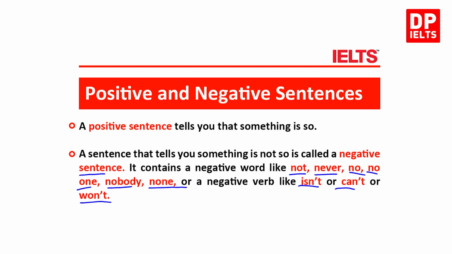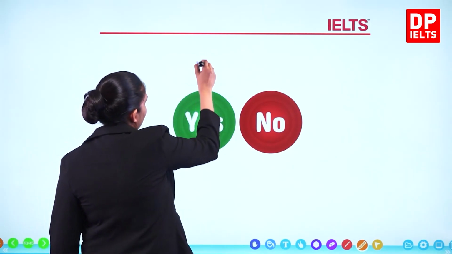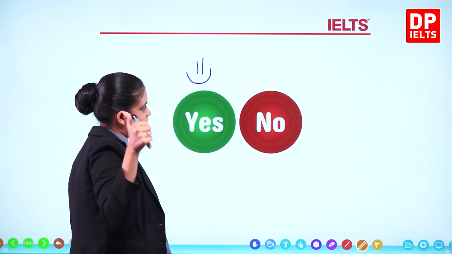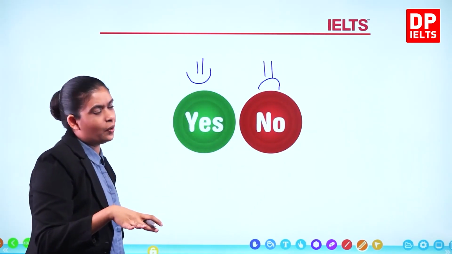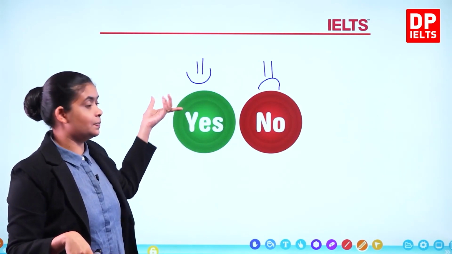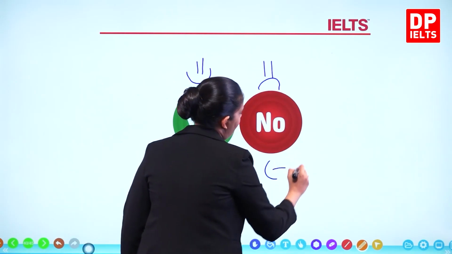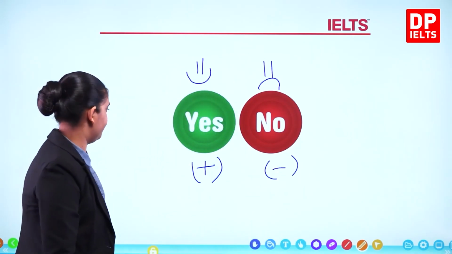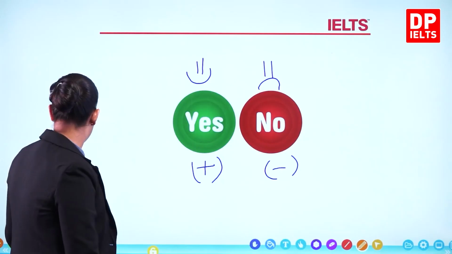ஸோ நாங்க இப்போ இந்த பாசிட்டிவ் அண்ட் நெகட்டிவ் சென்டென்சஸுக்கு சில எக்ஸாம்பிள் பார்க்க போறோம். Yeah, so you have yes, the smiley face. Yes, right? No is the negative one. No, right? So yes is the positive. So yes அப்படின்னு சொன்னா பாசிட்டிவ் சென்டென்ஸ், நோ அப்படின்னு சொன்னா நெகட்டிவ் சென்டென்ஸ். ஆல்ரைட், ஓகே. ஸோ இப்போ நாங்கள் சில எக்ஸாம்பிள்ஸ் பார்ப்போம்.